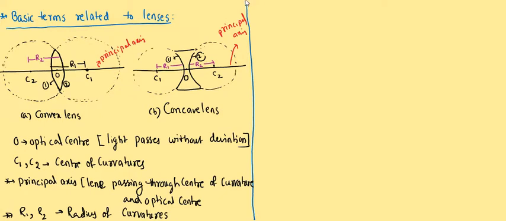And next, one more point I am going to explain. For example, this is a convex lens and this is the principal axis. For example, light rays are incident parallel to the principal axis. If the object is at infinite distance, the light rays are incident parallel. After refraction, they will meet at a point on the principal axis. That point is called the focus.